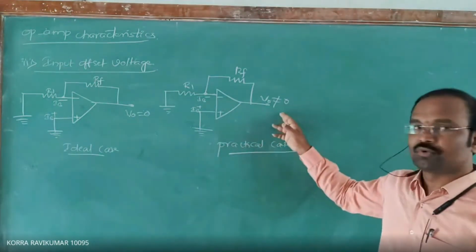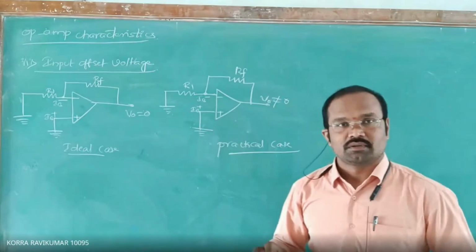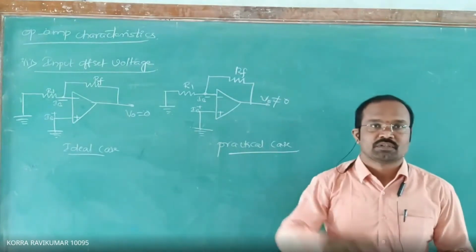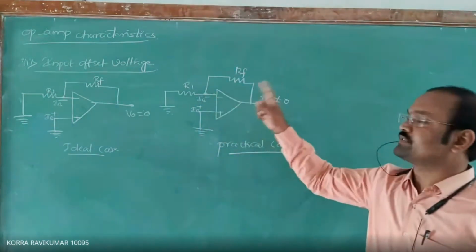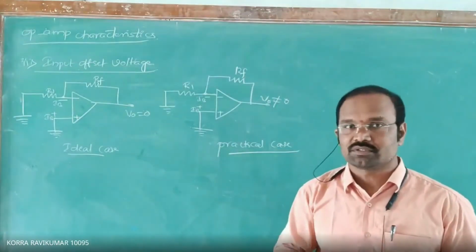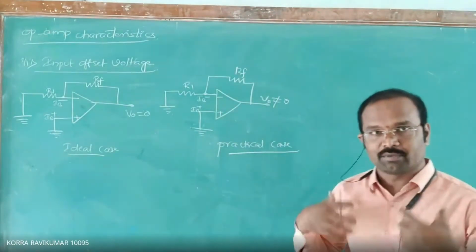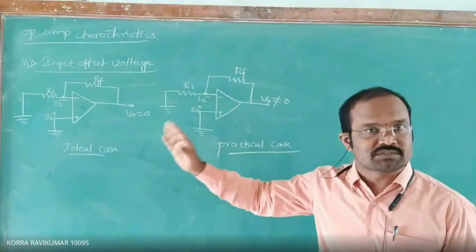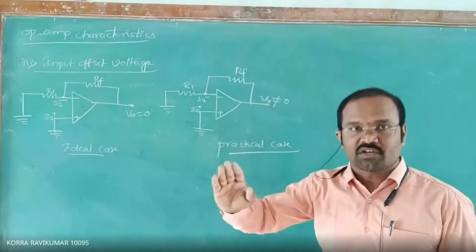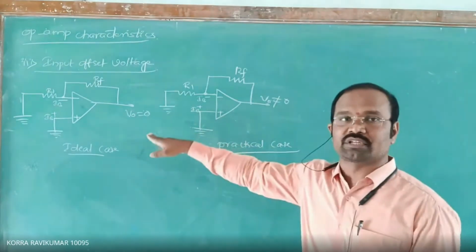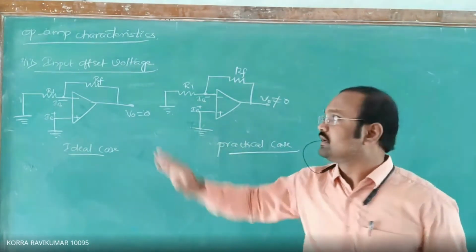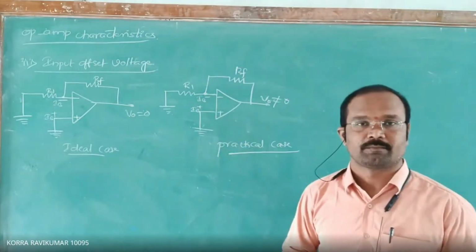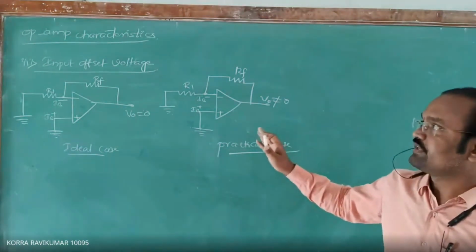To make the output voltage equal to zero, we need to apply some differential voltage at the input side. This is called input offset voltage. Are you getting my point? To make the output voltage of a practical op amp equal to zero, the differential voltage applied at the input side of the op amp is called input offset voltage. So this is the definition of input offset voltage.